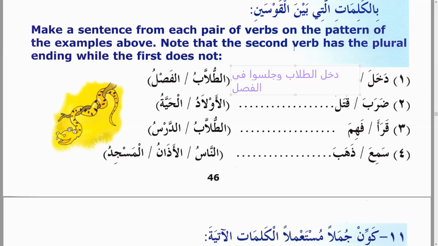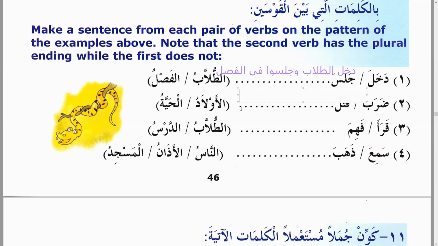So we have to note that the second verb has the plural ending, while the first one does not. The second one has it, the first one does not. See, jalasu, because I'm not bringing tullab again. If I want to bring tullab again, then again I have to use the singular. If I say dakhalat tullabu wa jalasat tullabu fil fasl.